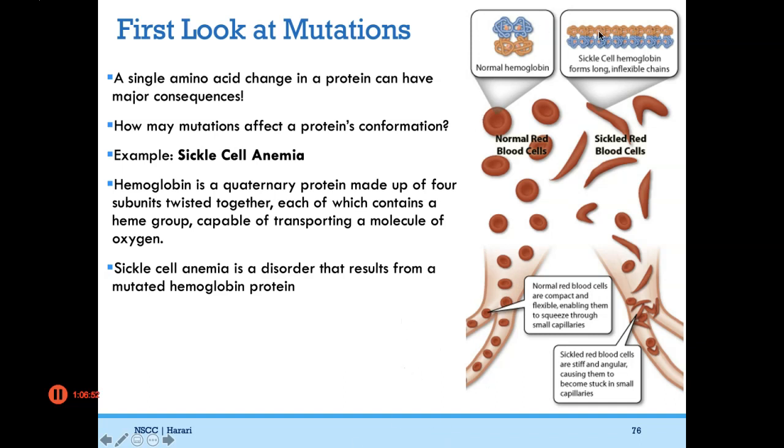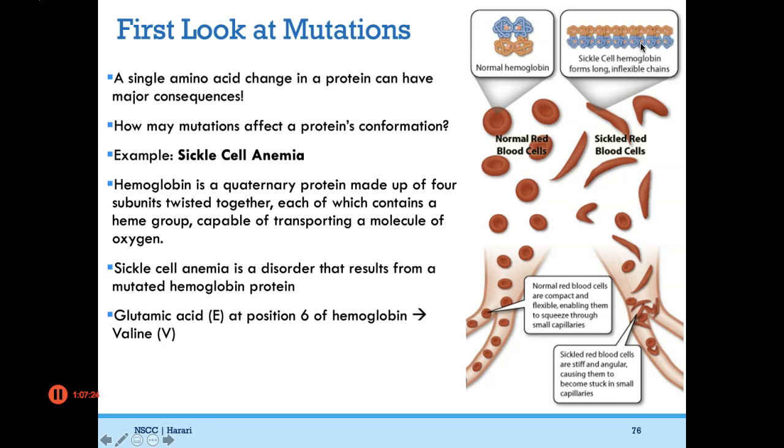However, if hemoglobin takes up a weird shape like this, it gets very sticky. So there's a mutation in hemoglobin where just the sixth amino acid that's normally glutamic acid gets switched to valine, a different amino acid with different properties. So we're just substituting one of the hundreds of amino acids in hemoglobin. That one mutation makes all the hemoglobin molecules stick to each other.